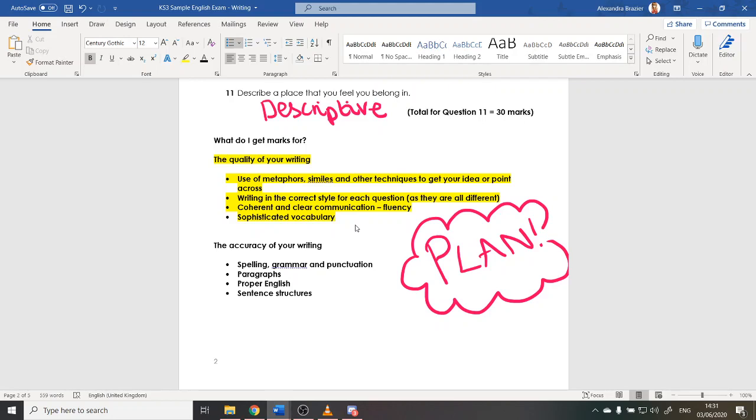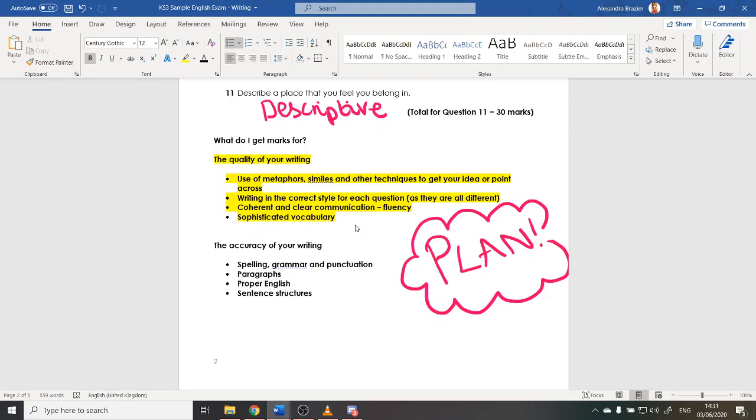So use of metaphors, similes, and other techniques to get your idea or point across. I think a lot of books would be very boring if they didn't use these sorts of techniques, because hearing then this happened, then that happened, then the other happened is repetitive and it can easily get boring. Writing in the correct style for each question, because they are all different. You can't answer all of these questions in the same way.